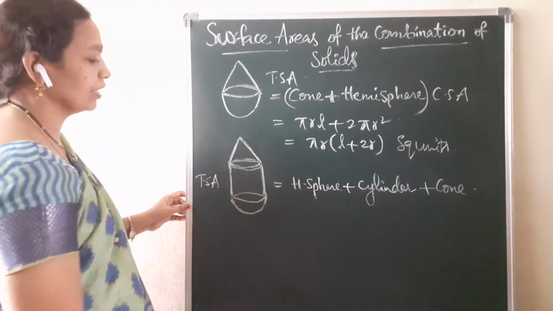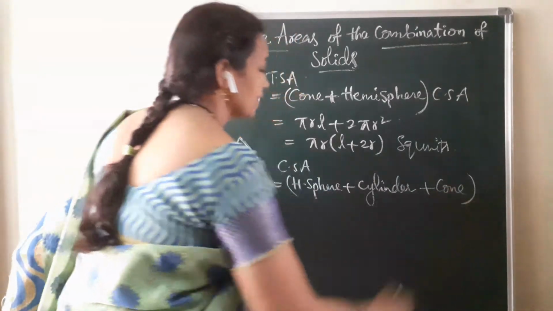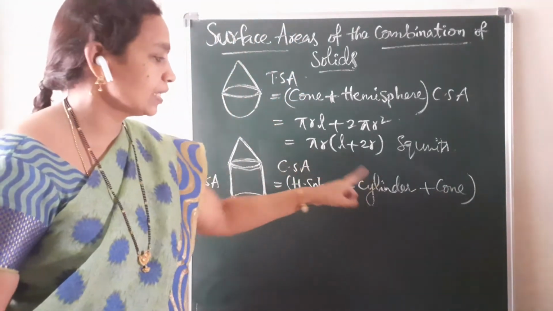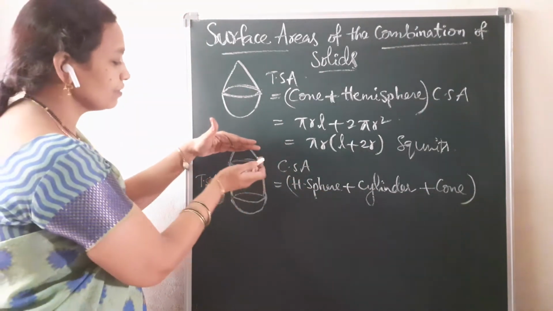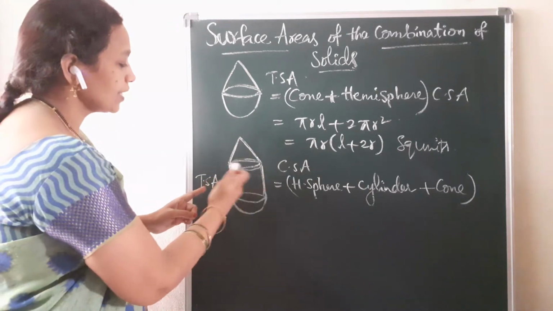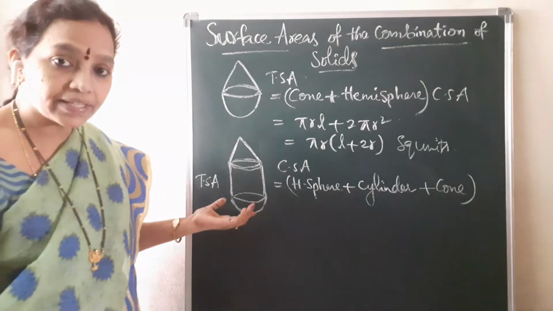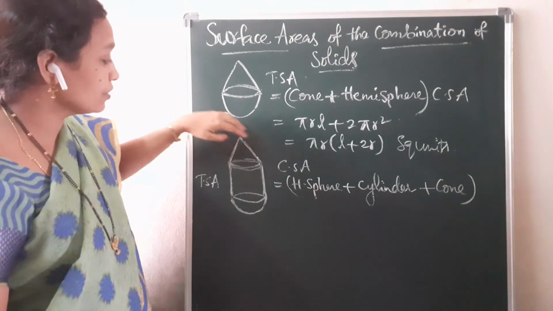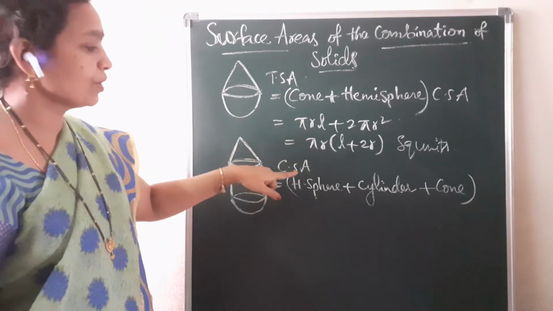The TSA of this combined figure is equal to the CSAs of the individual figures: the CSA of the hemisphere, the CSA of the cylinder and the CSA of the cone you have to take. Why? Because these bases were merged together. Only the curved surface area is exposed for the cylinder, for the hemisphere and for the cone. That's why only CSAs you have to consider.